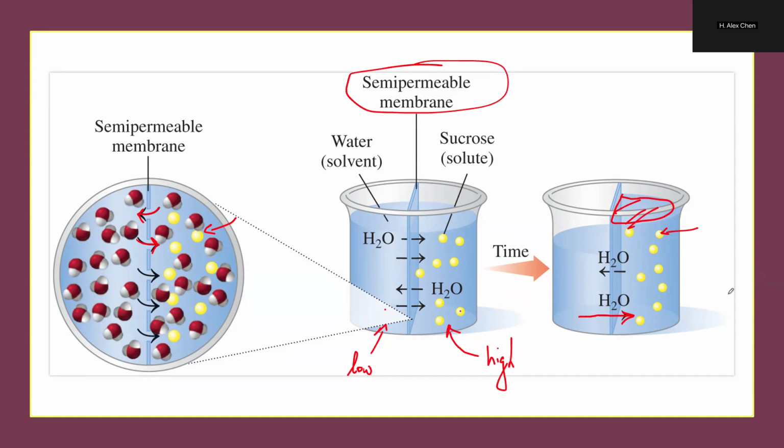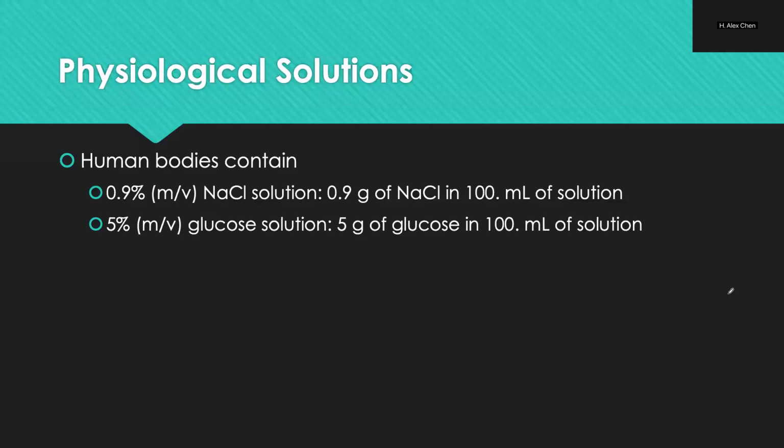And the process of osmosis is especially important for biological systems. I start by building on the premise that most physiological solutions in the human body contain 0.9% sodium chloride. That's 0.9 grams of sodium chloride in 100 milliliters of solution. And they also contain 5% glucose, or 5 grams of glucose in 100 milliliters of solution. And those concentrations are ideal for the human body.